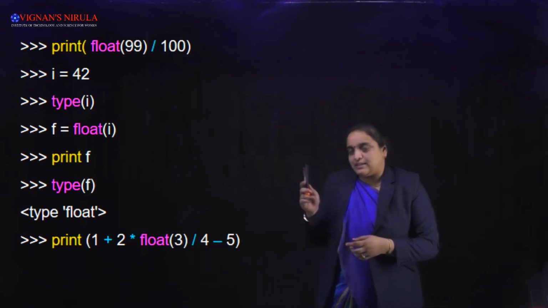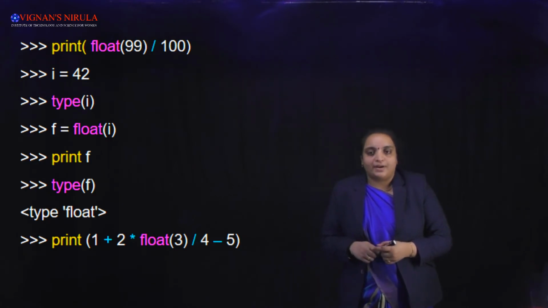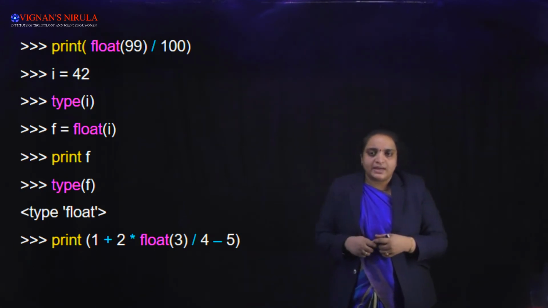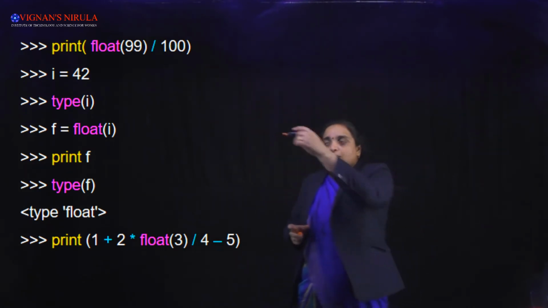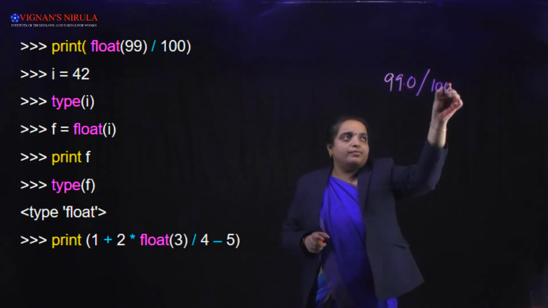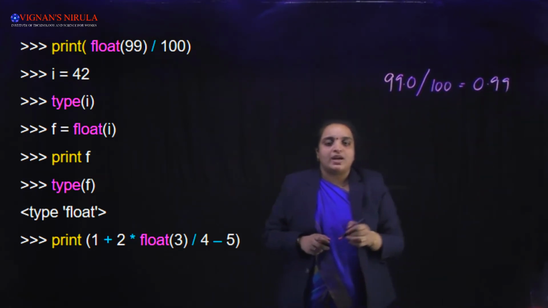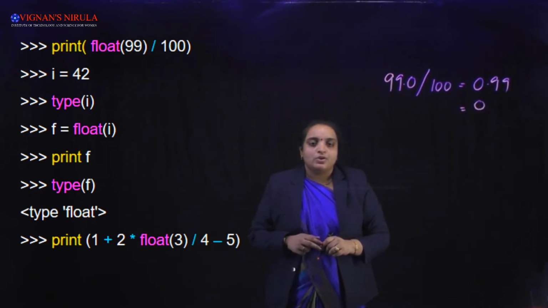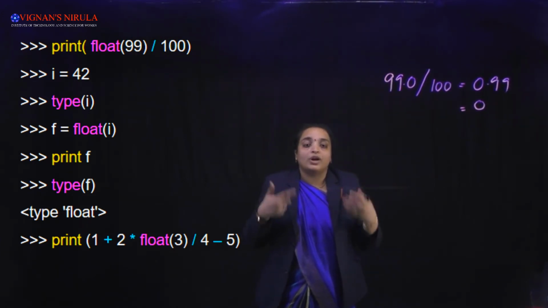So let us see this example. We have to print float of 99 by 100. What is the output we get generally? 99 by 100, we generally get the float value, isn't it? So to convert the value to float, here you are using float of 99. So float of 99 is 99.0, divided by 100, we'll get 0.99. If you convert the same thing to an integer, we'll get 0. Isn't it? So in this way, we type convert the values whatever is necessary.